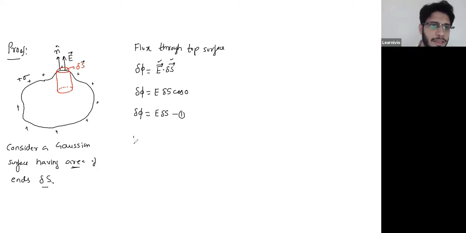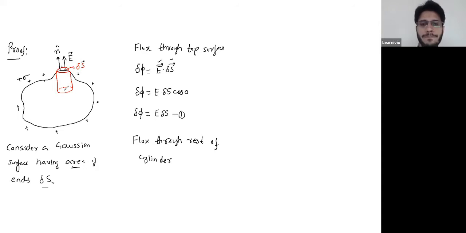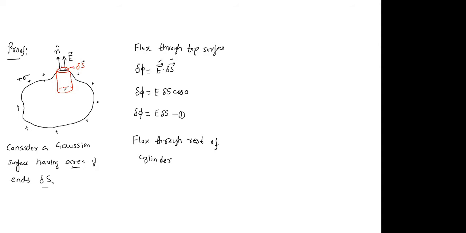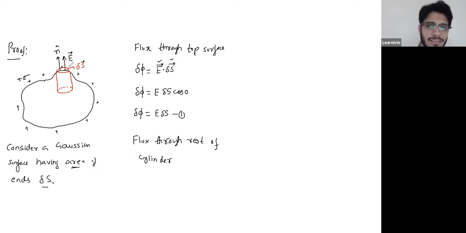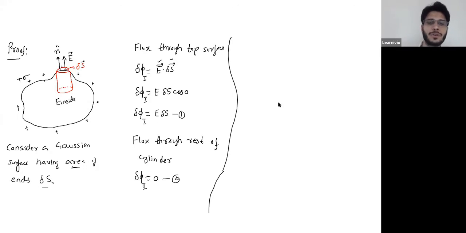Okay. Next, I need flux through rest of cylinder. So Fatma, what is flux through rest of cylinder? This is through the top surface only. 0. Because other than this top surface, the entire surface of the cylinder is inside the conductor. Inside the conductor, the field is 0. There is no field. If there is no field, then flux would be 0. Is it clear, Fatma? Afroza? The rest of the cylinder is inside the conductor. Inside the conductor is no field. No field means no flux. Delta phi 2 is 0.